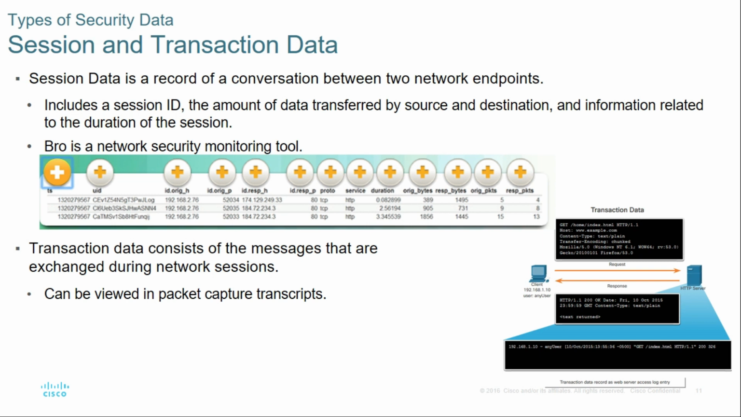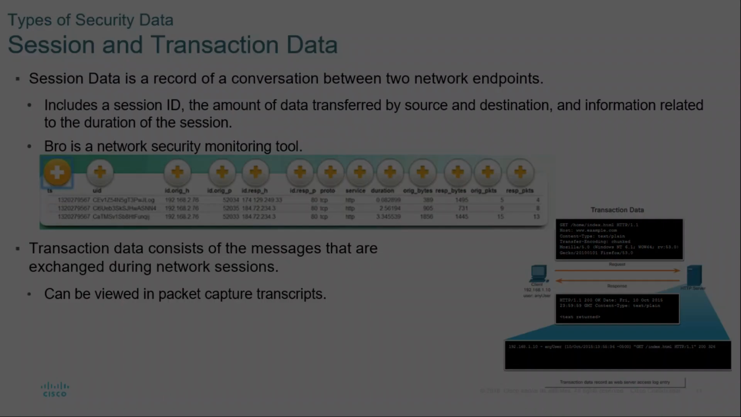Session and transaction data. Session data is a record of a conversation between two network endpoints, including session ID, amount of data transferred, source, destination, and information related to the duration of the session. Bro is a network security monitoring tool. Transaction data consists of messages that are exchanged during network sessions. It can be viewed in packet capture transcripts, so you can use Bro as a network security monitoring tool for your networks.